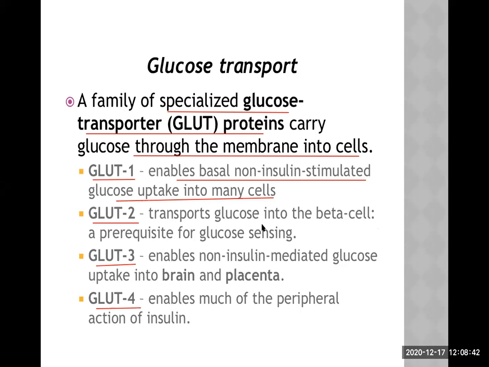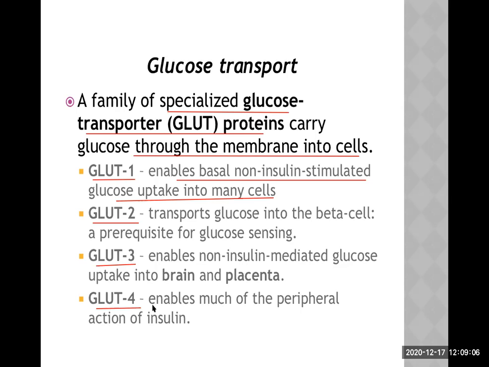GLUT2 transports glucose into the beta cell. This is a prerequisite for glucose sensing. Without glucose entering into the beta cell, remember, insulin is not going to be secreted. So this is the function of GLUT2. GLUT3 enables non-insulin mediated glucose uptake into brain and placenta. So these are special types of transporter present in brain and placenta.